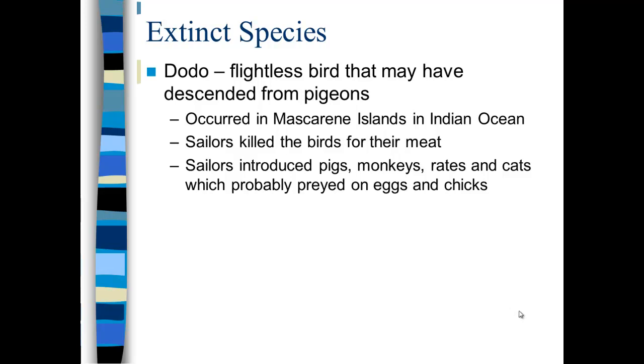Okay, I hate to say that. But they were flightless, they couldn't escape. They didn't know better to escape, and so they were hunted to extinction. And then other introduced, what we would call exotic species, would include pigs, monkeys, rats and cats, which would prey on the eggs and chicks, and therefore the reproductive fitness went down because the survival rate of the progeny was lower.